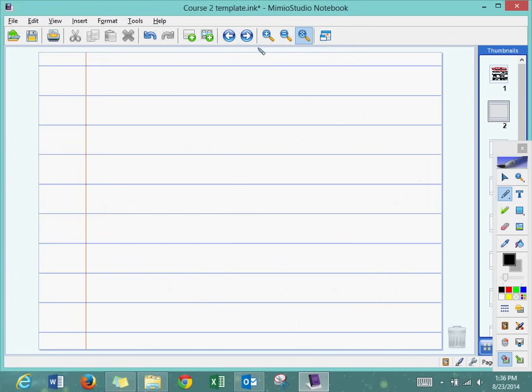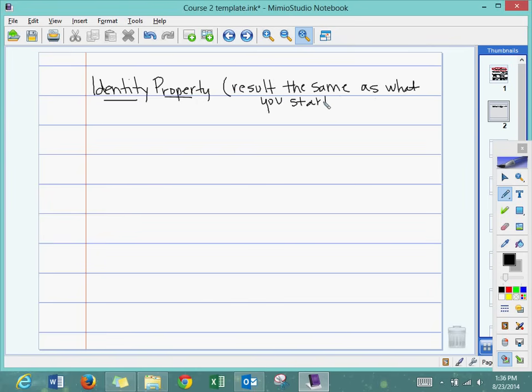The next property I want to talk about is the identity property. This property will be for addition and for multiplication again. What's going to happen is that you are going to get a result that is the same as what you start with.